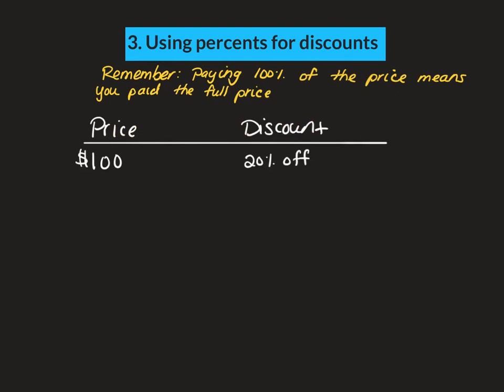Let's say the item I want to purchase costs $100, but they're offering it at 20% off. I have a couple of ways I can figure out what the price I'm going to pay is.